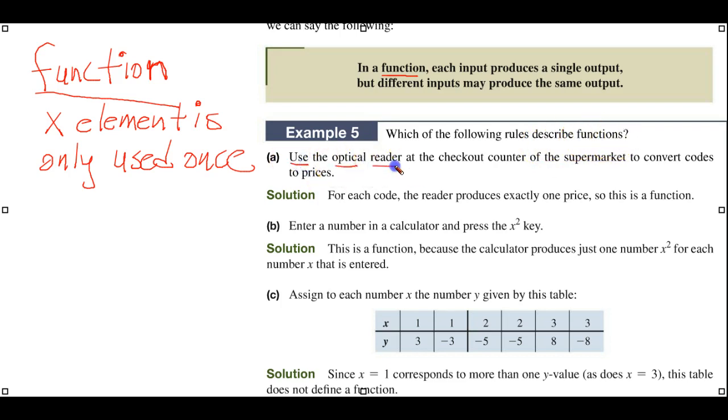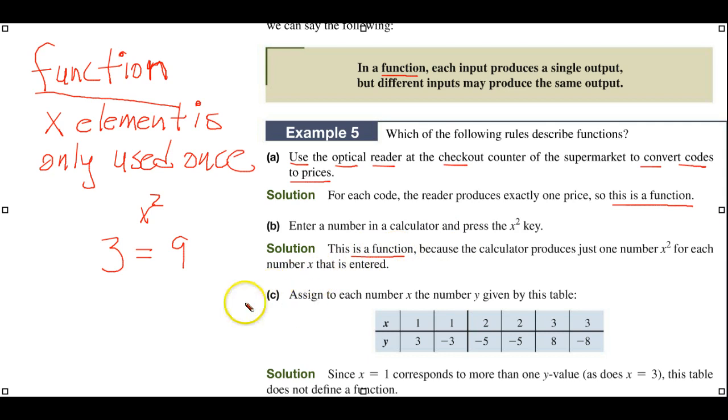Use the optical reader at a checkout counter of a supermarket to convert codes to prices. Well, will that barcode only produce one price? Yes. So this is a function. Now enter a number in a calculator and press the x squared key. Will that just produce one function? So you say 3, and then you hit the x squared key, that's going to produce 9. So that produces one function. So this is a function.